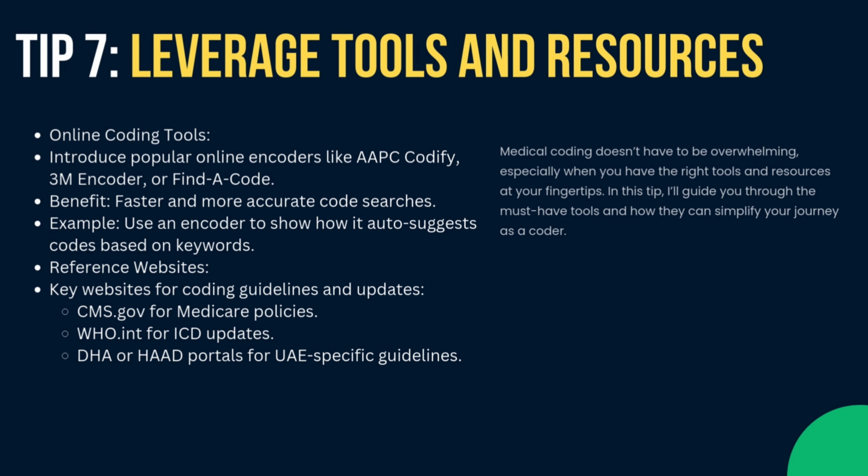Tip 7 is you should know about using the tools and resources. For encoders, we have AAPC Codify, 3M Encoder or Find-A-Code. All these help you to find the codes easily. When you start working, your company will familiarize you with these coding applications.